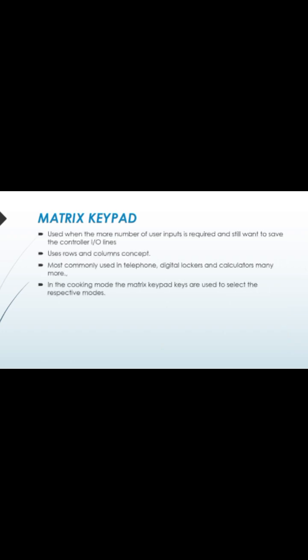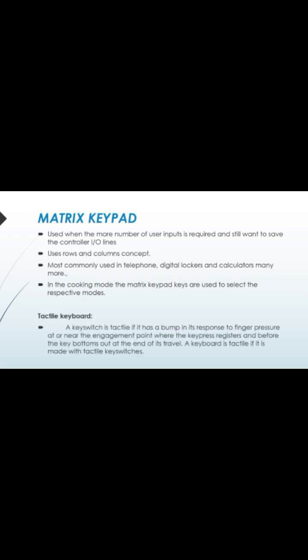Next, the matrix keypad, already seen in tactile switches. A matrix keypad is used when a large number of user inputs are required and we still want to save the controller input output lines. It uses the rows and columns concept, most commonly used in telephones. I will show it in the simulation. In the cooking mode, matrix keypad keys are used to select the respective modes. A tactile keyboard key has a bump in response to finger pressure at or near the engagement point, where the key press registers, before the key bottoms out at the end of its travel. Next we are going to see timers.